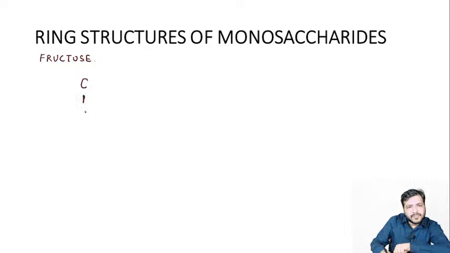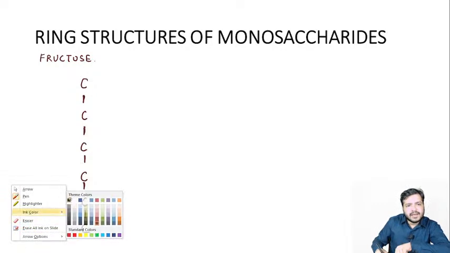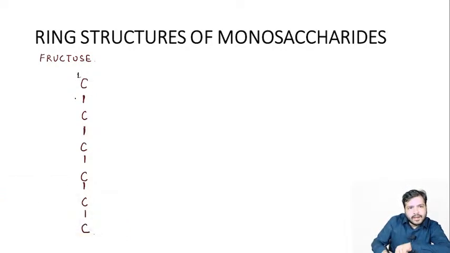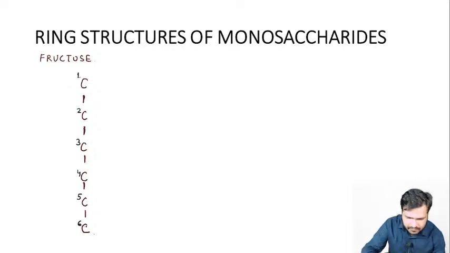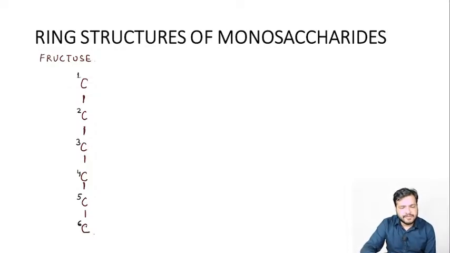Very simple. Draw 6 carbons because they are monosaccharides consisting of 6 carbons, and I'm just trying to name them 1, 2, 3, 4, 5 and 6. Yes, carbon atom 2, Vidhi, very good, perfect.